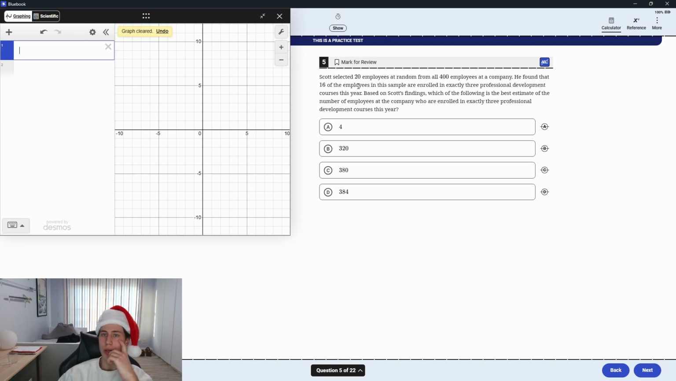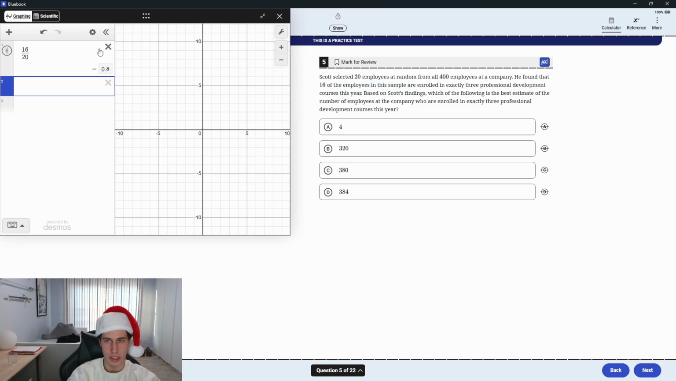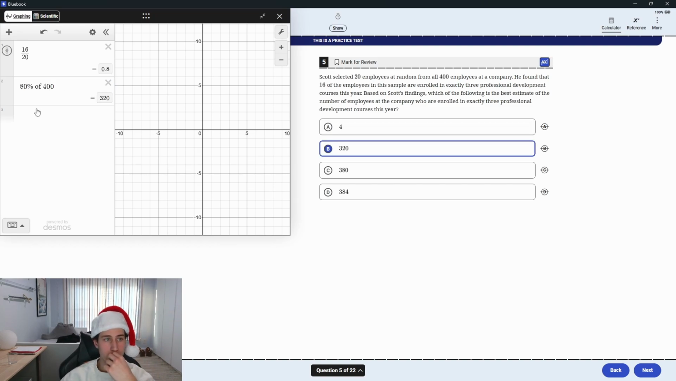Scott selected 20 employees at random from all 400 employees at a company. He found that 16 of the employees are enrolled in exactly 3 professional development courses. Which of the following is the best estimate of the number of employees who are enrolled in exactly 3 professional development courses? So if 16 out of 20, so 16 over 20 is 0.8, so 80% of all 400 employees. So what's 80% of 400? That's 320.